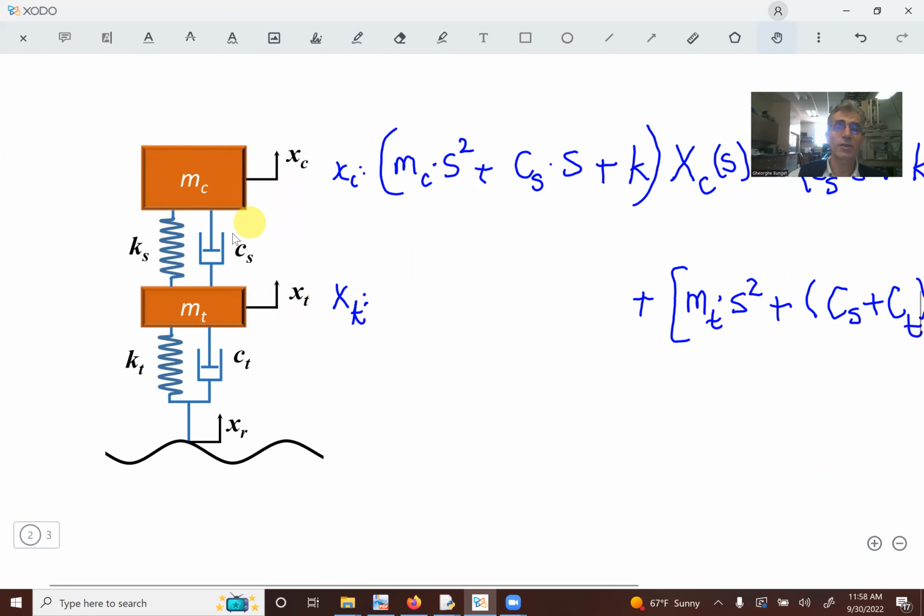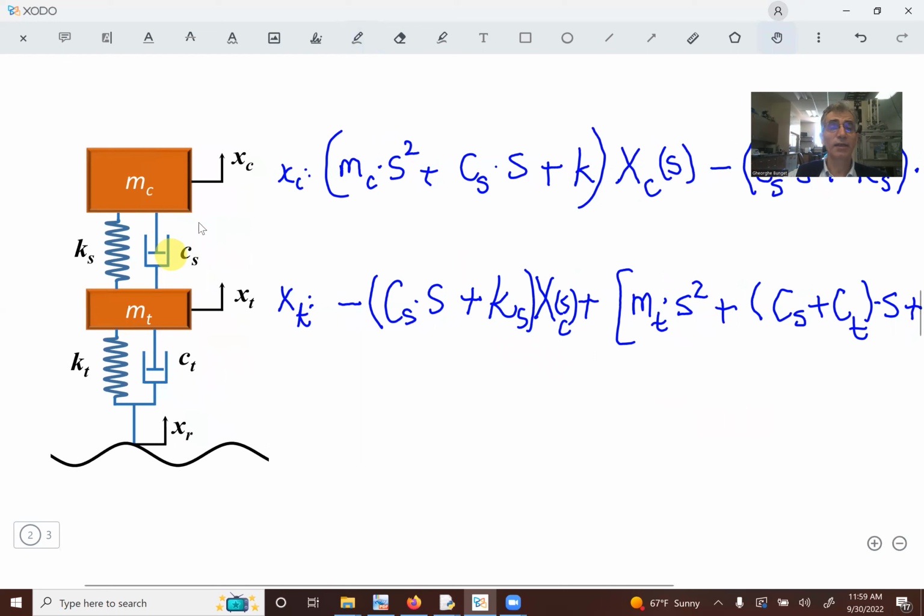But I have energy that's transmitted to this first state that should be subtracted. So I have here negative the damping term, cs times s. Then I have to subtract the stiffness, with a negative in front there, times xc, which is a function of s. So I took care of this situation here. That's the energy that was lost to this state.